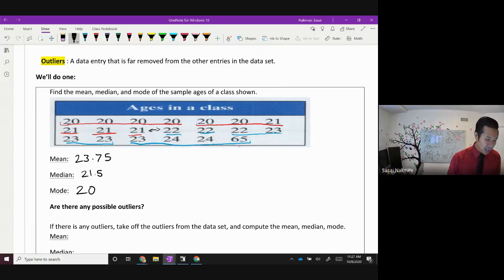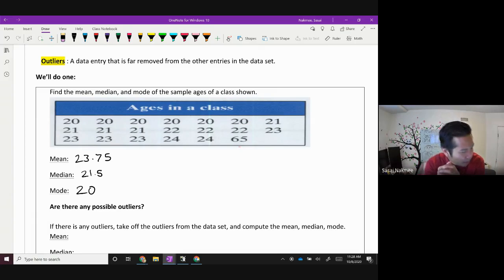So looking at this data, I'm going to go ahead and erase these lines here. You could keep them on there, but I'll erase them just so I can look at the numbers a little better. They're telling me that the average age in this classroom is 23.75. But when you look at the numbers, does 23.75 look like a good representation of the ages of the students in this class? I don't know. It looks kind of high, but we'll just keep that in mind for now.